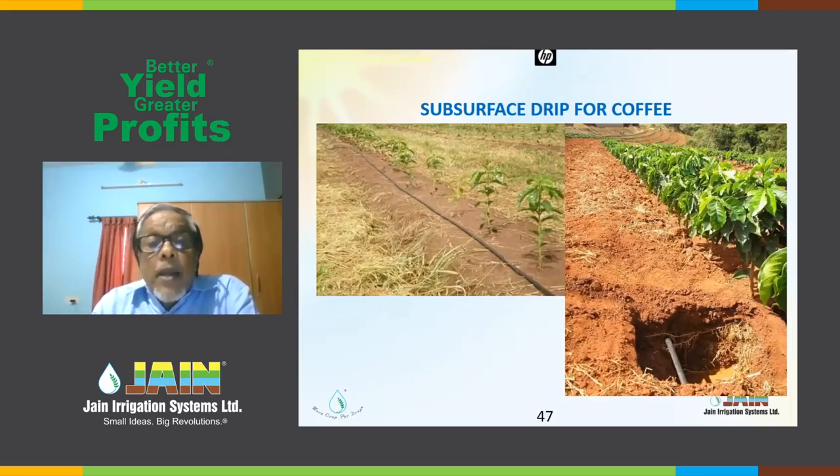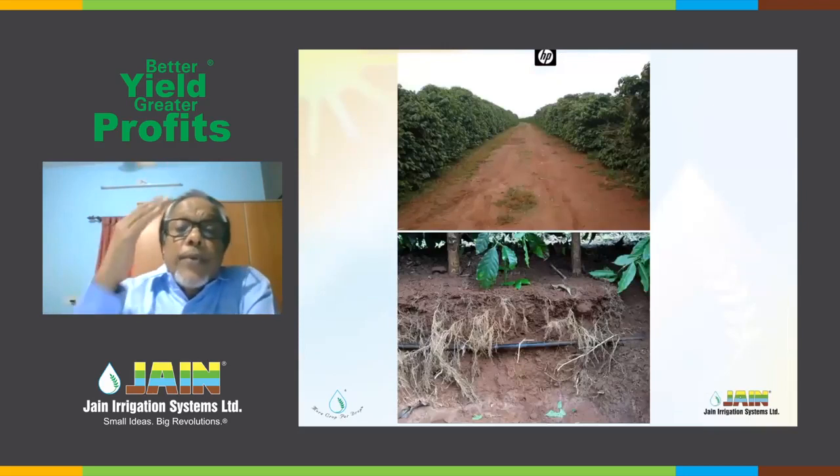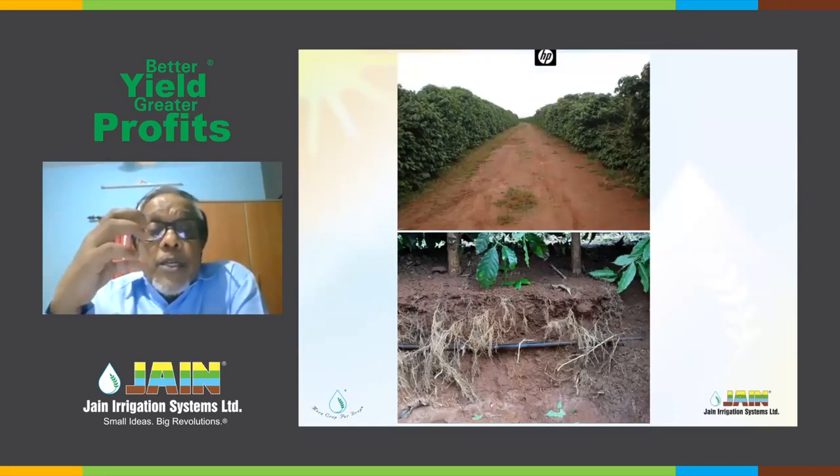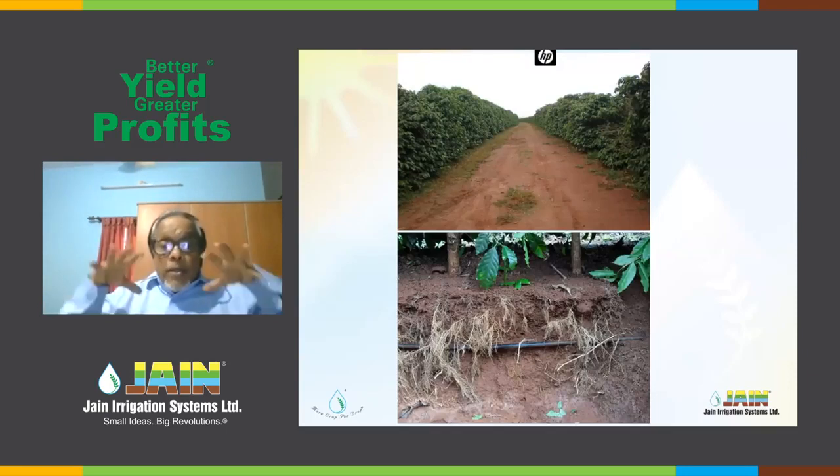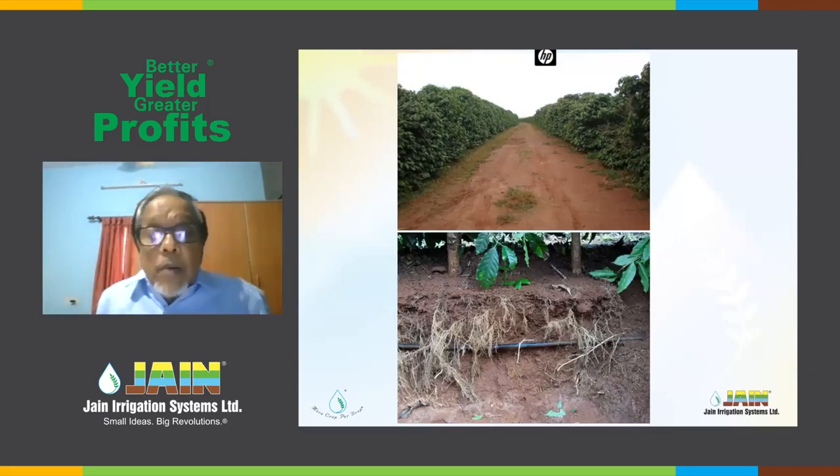And see, at a later stage you will see very huge trees of coffee bushes, but unlike in India, they are placed very close, 1 meter between them, and then you have the subsurface drip line below that, and you see plenty of root system. Both fertilizer and water are injected. That is the correct placement.